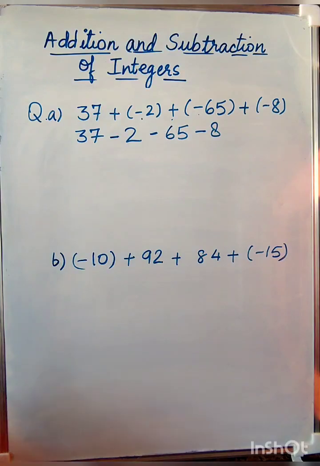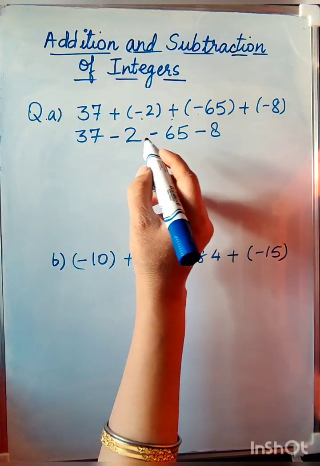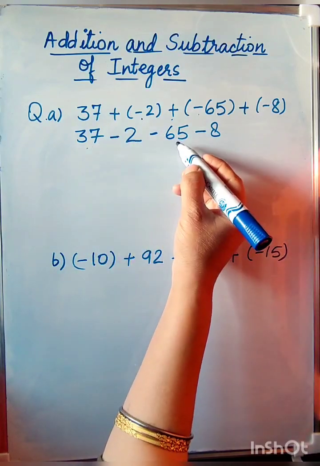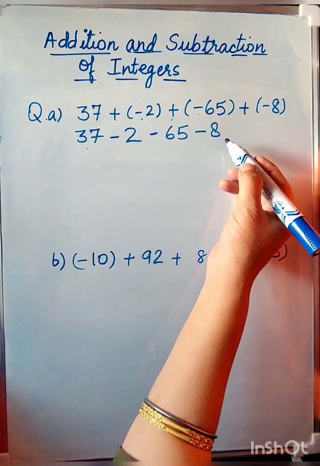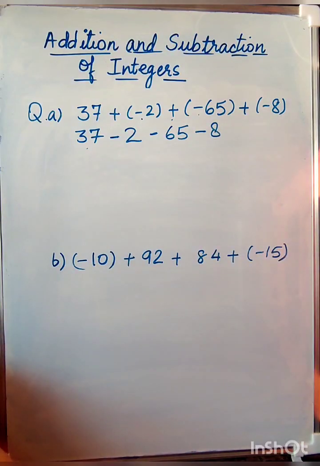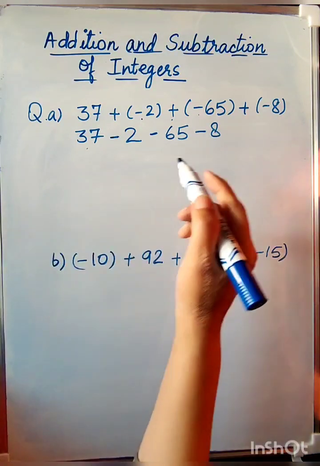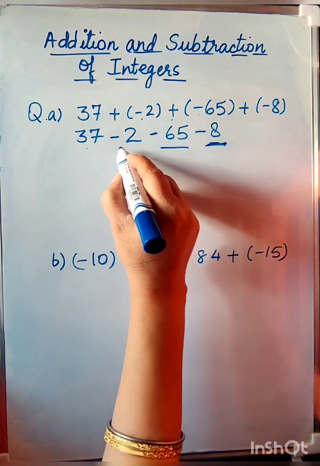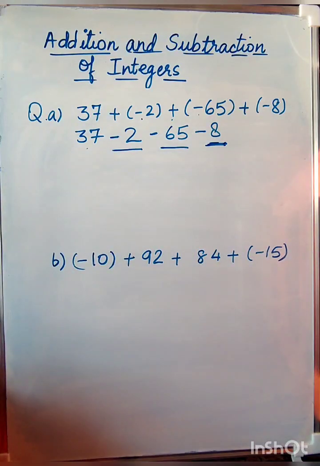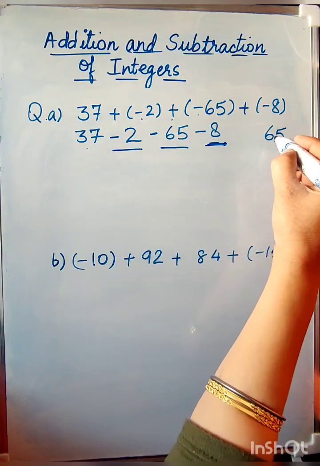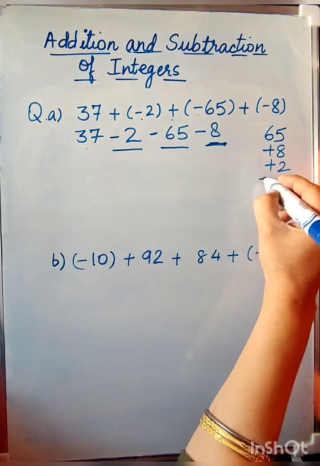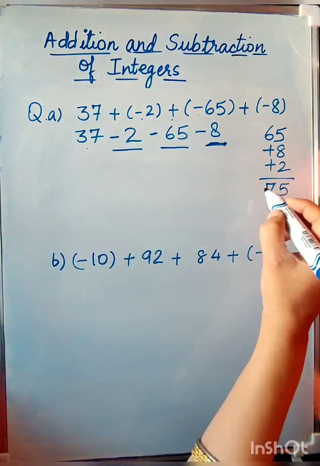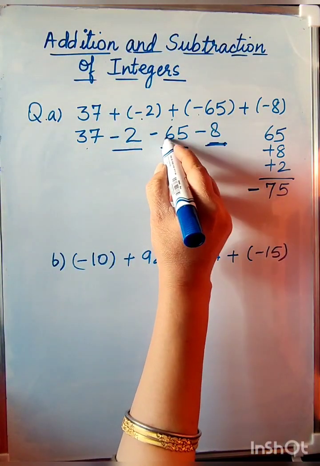Okay. So now what you can do is simply either you can solve stepwise. That means first you subtract 2 from 37, to the answer subtract 65, to the answer subtract 8. Or simply you can solve it in a single step also. Now we will choose the numbers that are having the same sign, like minus 8, minus 65, minus 2. You can add up these numbers. So 65 plus 8 plus 2 will give you 75, okay, with a minus sign. We have added these numbers because they were having the same sign.